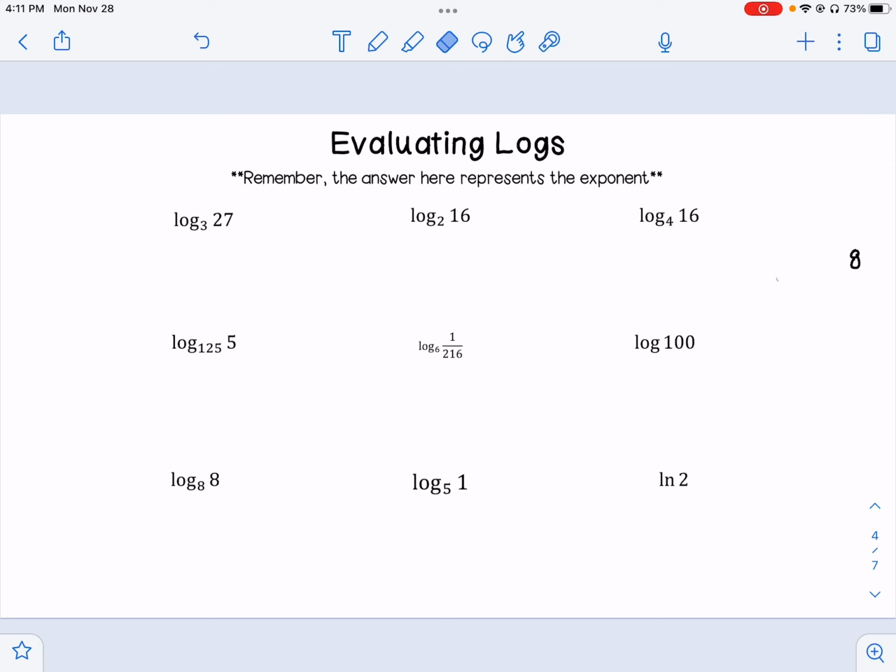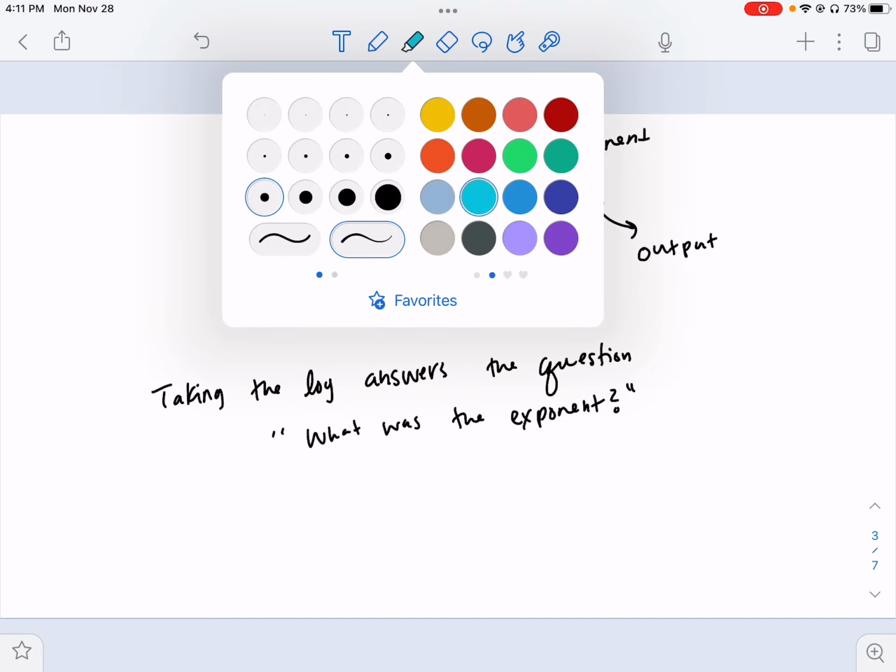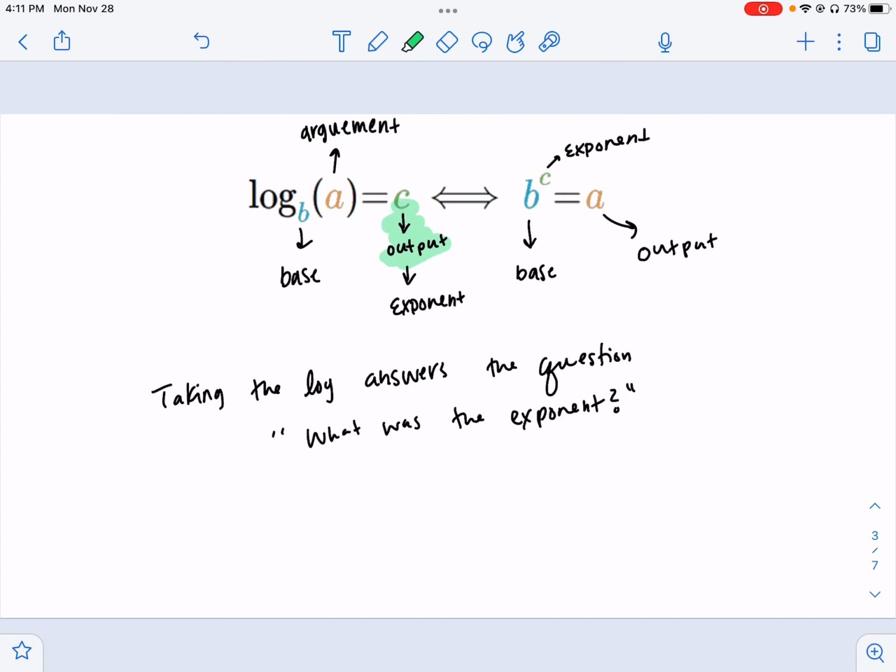So in order to do that, we might need a quick reminder of, well, what even is a logarithm? A logarithm is another way that we rewrite an exponential, or it is the inverse of an exponential, in fact. One of the big things that we like to show is that the output of the logarithm is equal to the exponent of the exponential. So I kind of like to say this, that taking a logarithm is answering the question, what was the exponent? What exponent turned your base into your argument? Because that's what we're doing here.